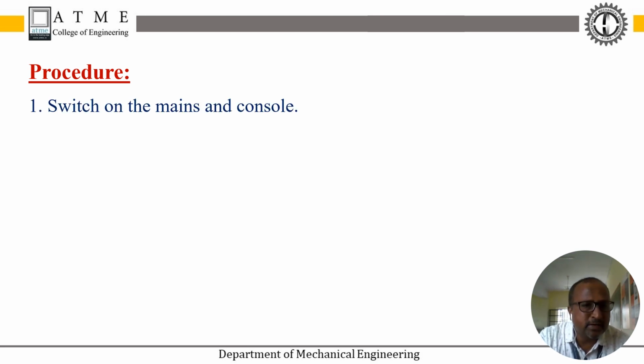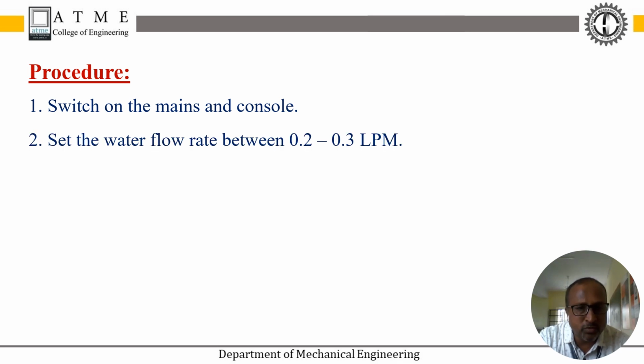The procedure, let us understand. First of all, we have to switch on the mains and the console. The power has to be taken to the panel, and you have to set the water flow rate. It will usually be 0.2 to 0.3 liters per minute, and this flow rate is varied as per the heating rate. If the heating rate is more and the cooling rate also should be more, then you have to go for higher flow rates.